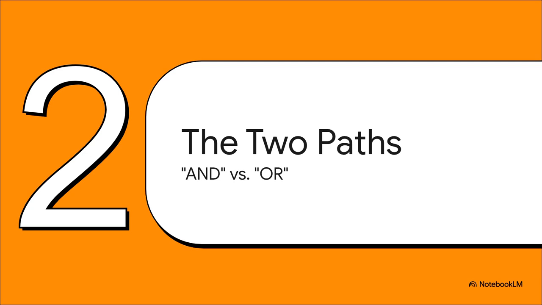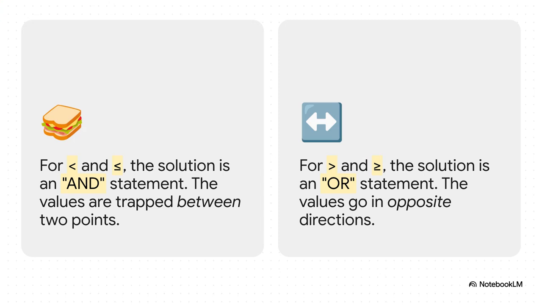Okay, so once we get that it's all about distance, we find out that every single one of these problems sends us down one of two possible paths. It's like a fork in the road. And the signpost that tells you which way to go? It's the inequality sign itself. Is it a less than problem or a greater than problem? And this slide right here is the money shot. This is the crucial difference.